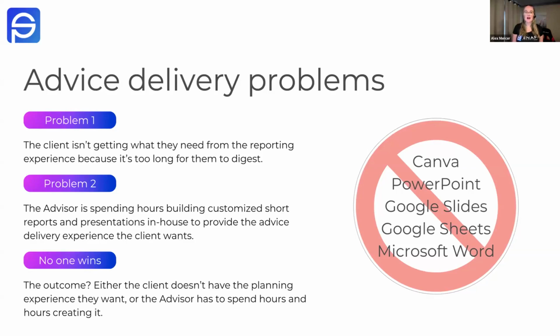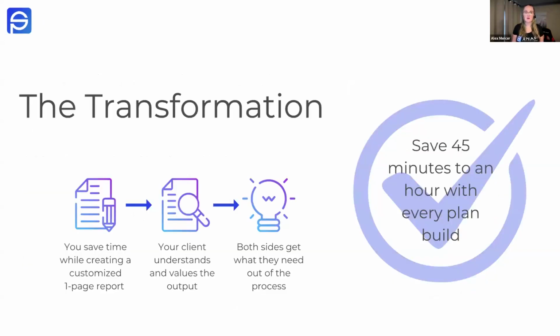The second problem is that as a solution, many advisors are spending hours upon hours building customized reports in house to provide their clients with the type of report they want. Many of you have told us you've had no choice but to resort to using Canva, PowerPoint, Google Slides, Google Sheets, or Microsoft Word to build your own 1 or 2 page report summaries. And this is after all the plan building work you've already done. In this case, no one is winning. Either the client doesn't get the information they care about, or the advisor is wasting valuable time and resources building customized short reports. We are going to show you a better way.